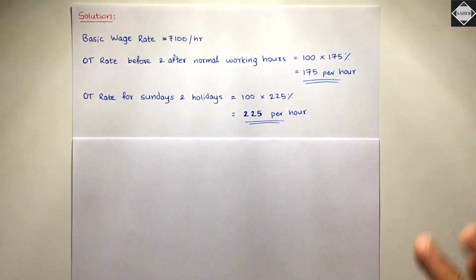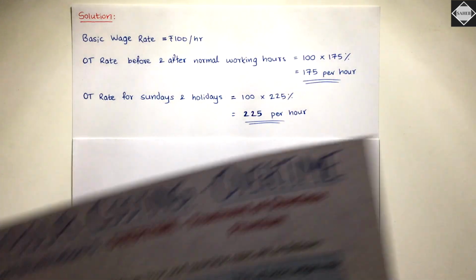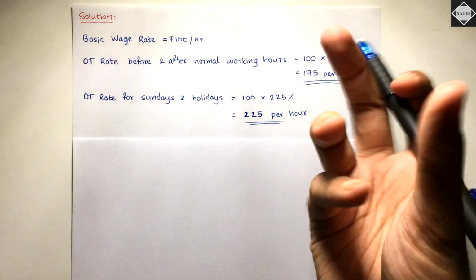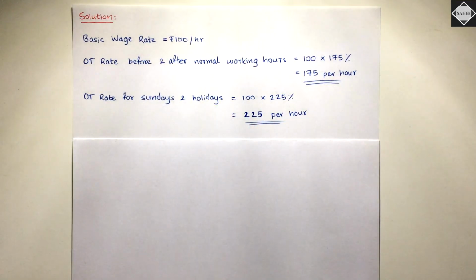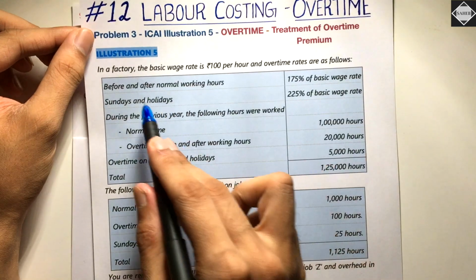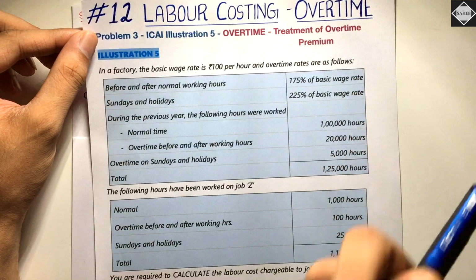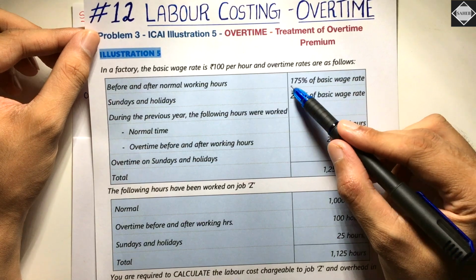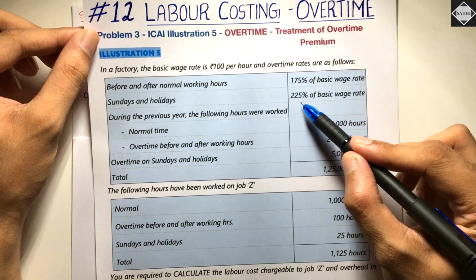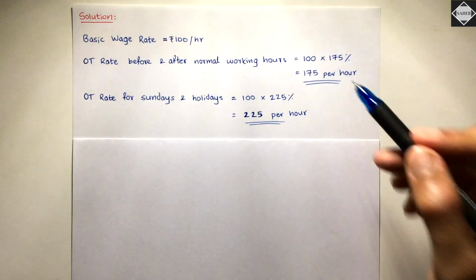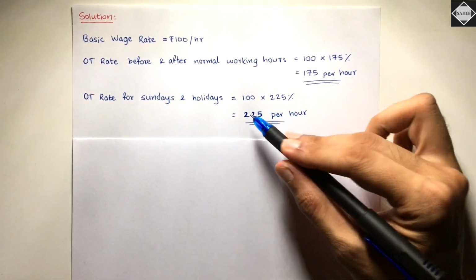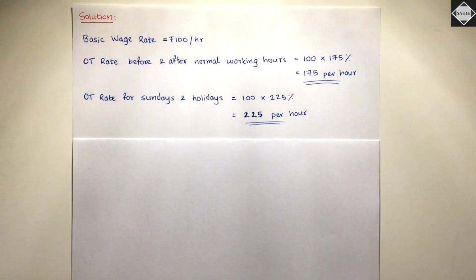Now see, here we have the solution. It's really simple and straightforward. First, I took the data that was given in the question. We have been given the basic wage rate, which is 100 rupees per hour, which we also call the ordinary rate per hour. And then we have been given overtime rates. Two overtime rates are there, as I explained. One is during weekdays and the other is during the weekends and holidays, right? So 175% of basic wage rate and 225% of basic wage rate. Basic wage rate is 100 rupees, so 100 into 175%, that's 175 rupees per hour. And then 100 into 225%, that's 225 rupees per hour.